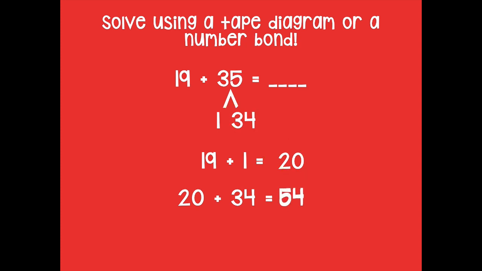So perhaps that's how you solved this problem. So 19 plus 35 equals 54. Now, if you chose to use your number bond, you're going to have 19 on one side, a 1 in the middle, and then 34 on the other side. Okay, so that you'll get to the same answer if you do that correctly.